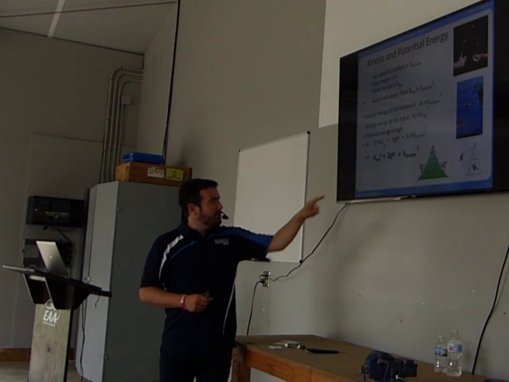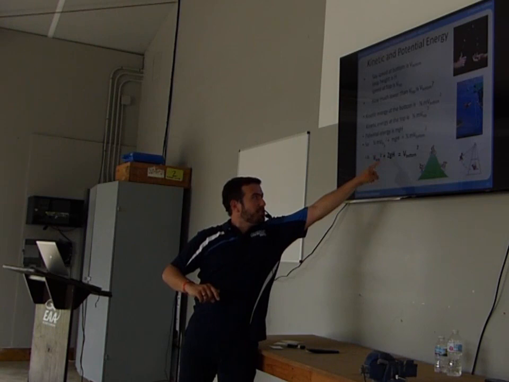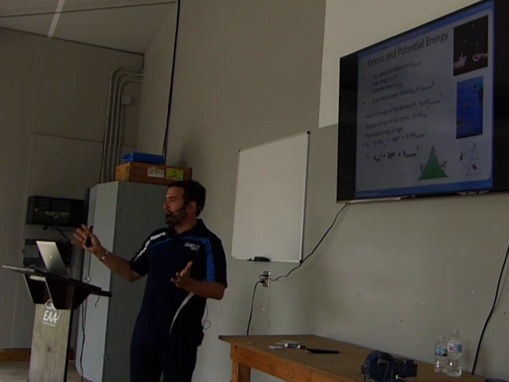So if you start out at the bottom with this much speed, and you're going to go up h, you're going to lose this much speed and end up with that much speed. Does that make sense? Obviously you don't have to actually use these equations, but if you want to play with this yourself, that's how you do it.